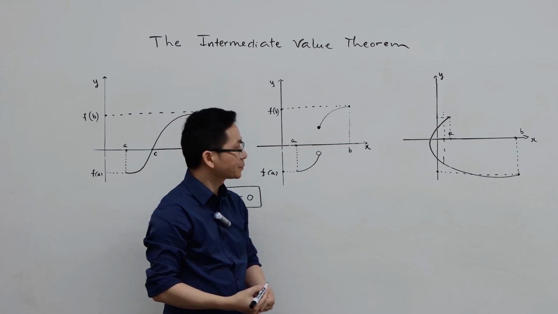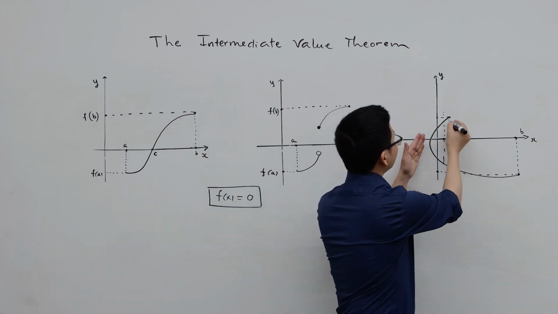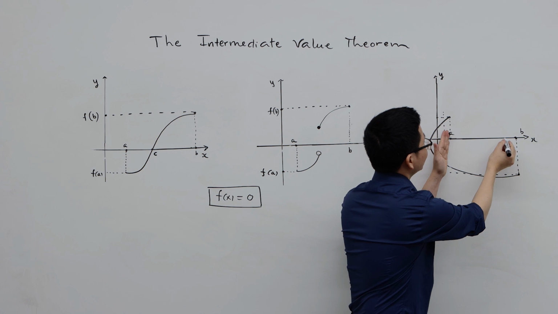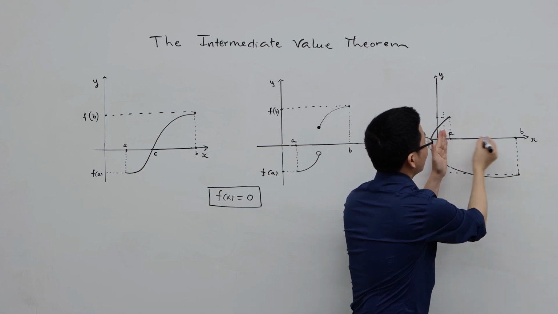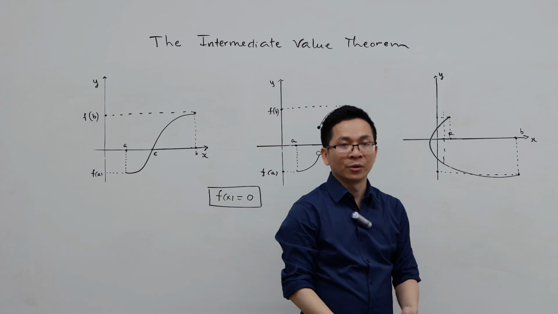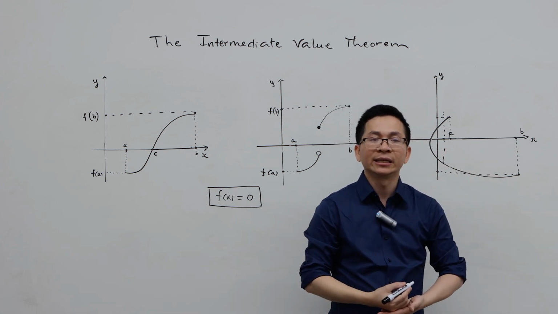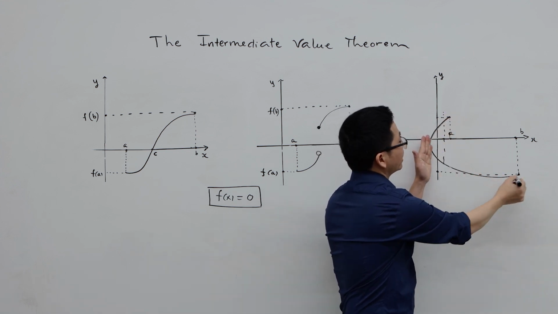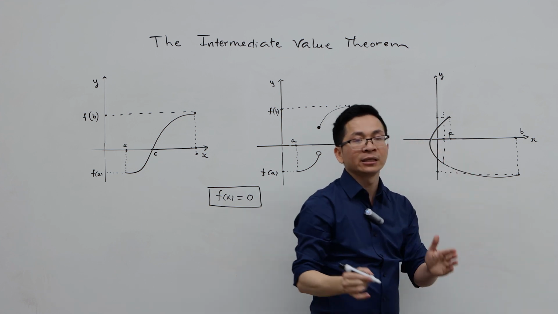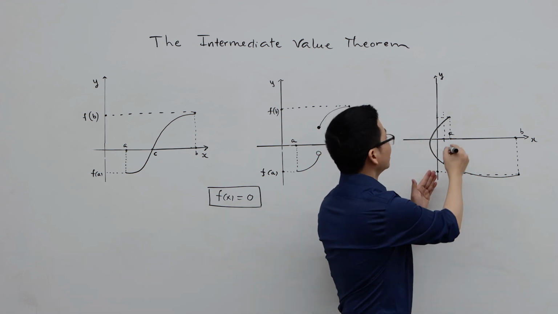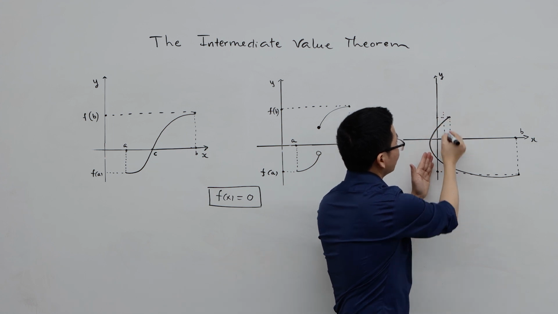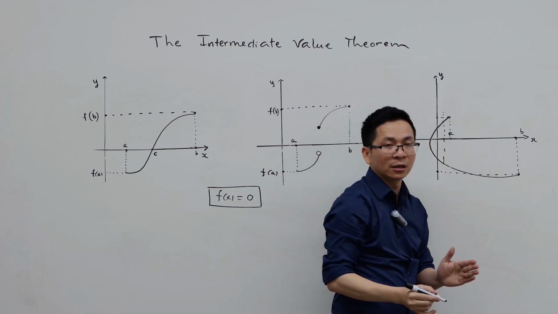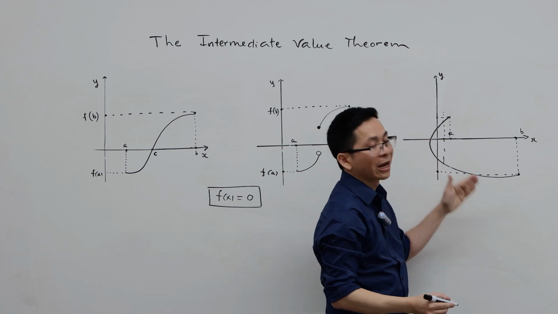In the third figure here, we can draw this curve without lifting your pen up, but this curve doesn't meet the x-axis at any point in the interval [a, b]. However, this doesn't violate the intermediate value theorem either. The reason is that this is not a graph of a function because it violates the vertical line test. If you draw a vertical line going through this point, then this vertical line meets this curve at two different points, and therefore this is not a graph of a function.